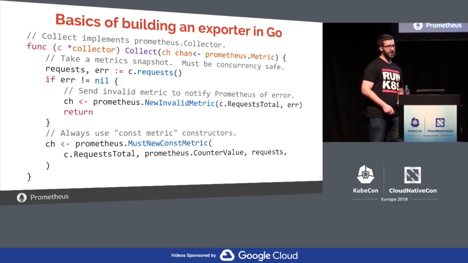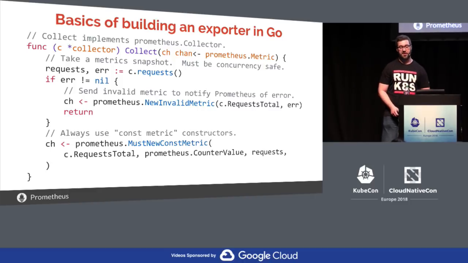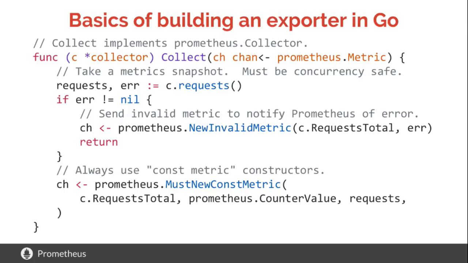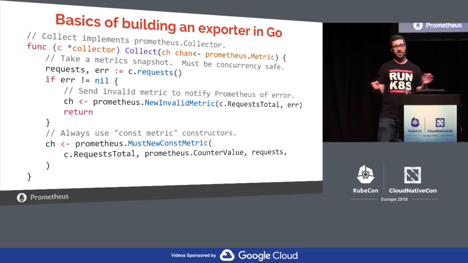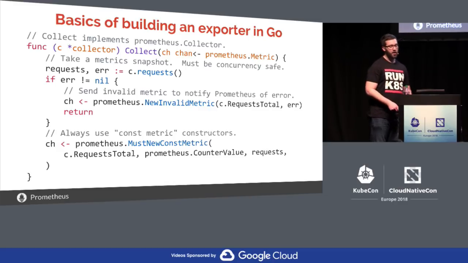Collect is a little more interesting, and this is the second method of the Prometheus collector interface. So collect accepts a channel of Prometheus metrics that you can send on, and what we need to do first is take a metric snapshot using our function that we passed in. And this must be concurrency safe. If you think about it, you might have one Prometheus server, but you could have 2 or 5 or 10. So you need to make sure that you lock appropriately so that nothing can run into a nasty data race. So we retrieve the value, or if it fails, we can send an invalid metric to notify Prometheus of the error, and we can alert on that later on.